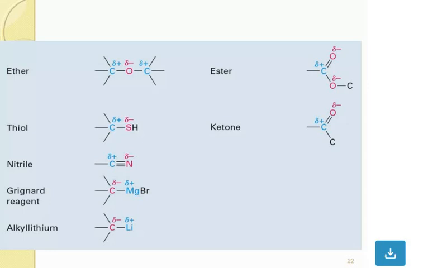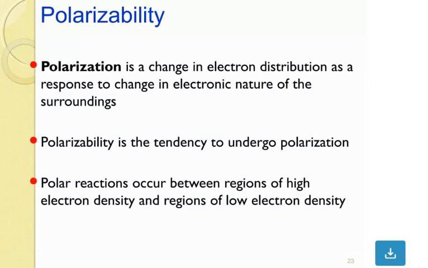In ketone, partially positive charge on carbon and partially negative charge on oxygen. So, polarizability. What is polarizability? Polarization is a change in electron distribution as a response to change in electronic nature of the surroundings. Polarizability is the tendency to undergo polarization.